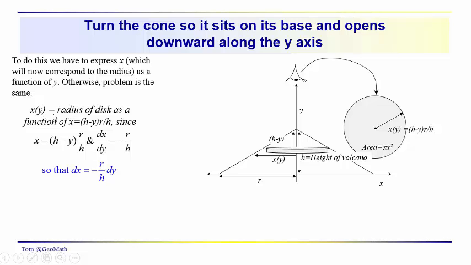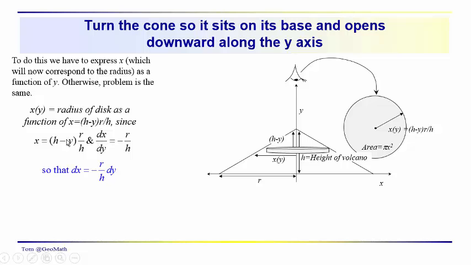We have x of y is equal to the radius of a disk, so we have x of y here, and it will vary in proportion to h minus y. So we basically come down from the apex here, so we have to subtract y from the height of the cone. But x increases in proportion to h minus y times r over h again. So we have r over h.